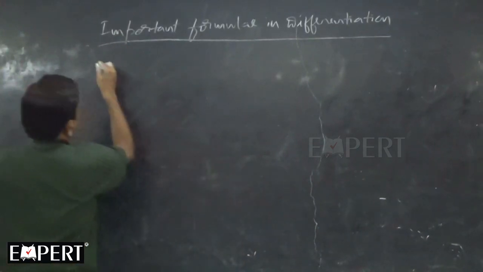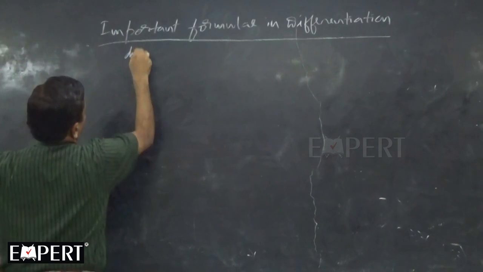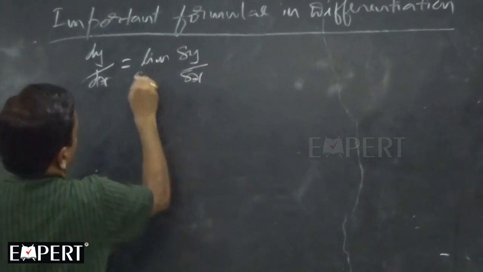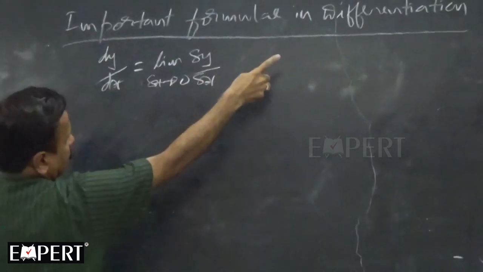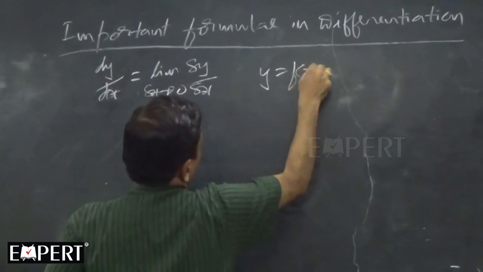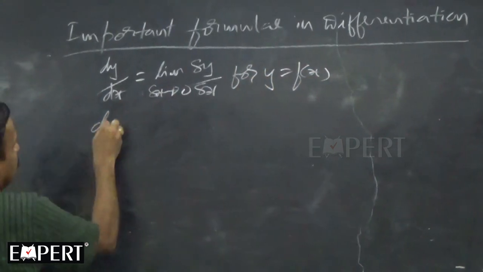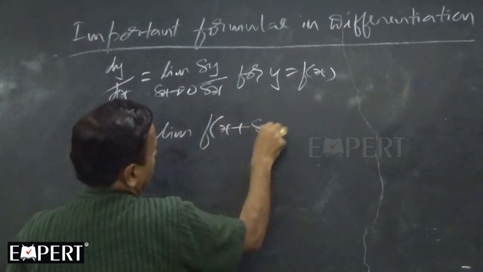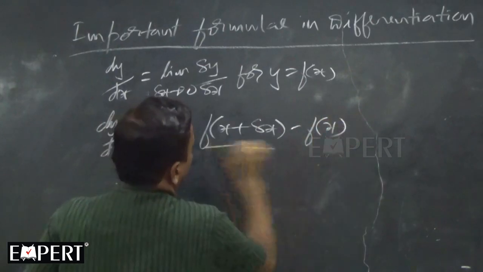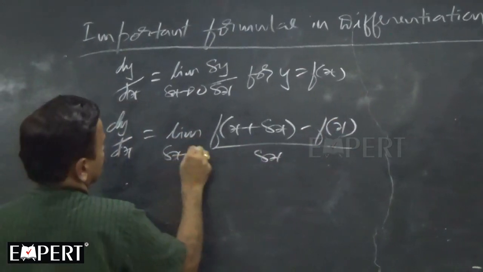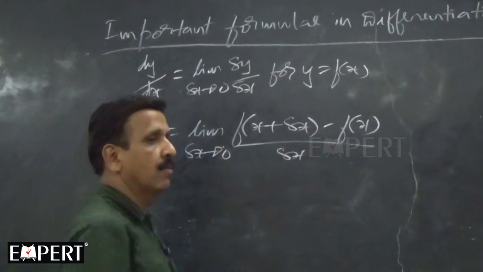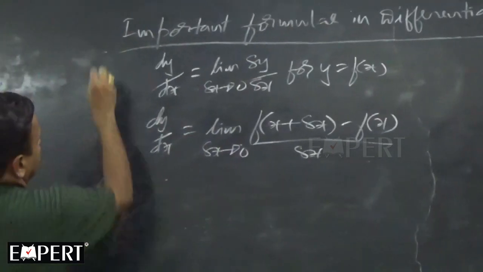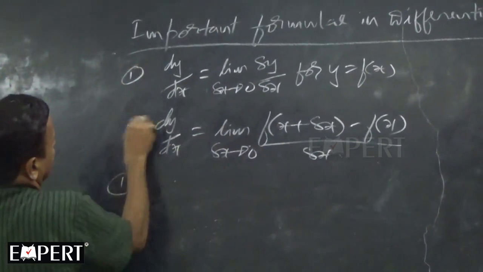Okay. Say important formula. Before that, what you need to remember is dy by dx is equal to limit of delta y by delta x when delta x tends to 0. This is for the function y is equal to f of x. And how to obtain dy by dx? dy by dx is equal to limit of f of x plus delta x minus f of x divided by delta x when delta x tends to 0. These are two important formulae, very, very important.